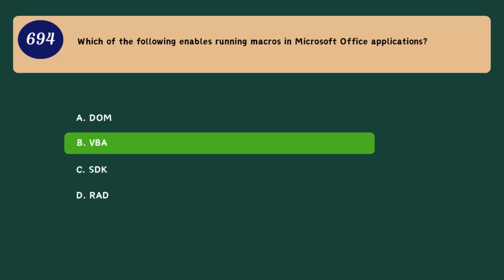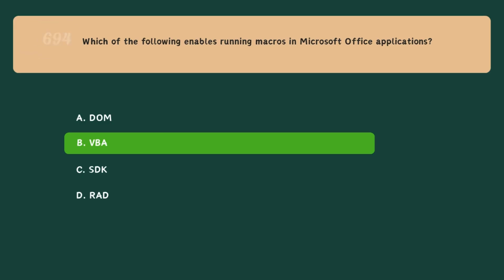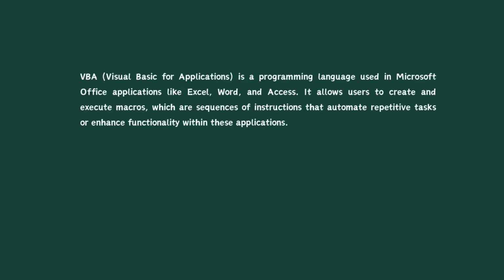Correct answer: B. VBA. VBA, Visual Basic for Applications, is a programming language used in Microsoft Office applications like Excel, Word, and Access. It allows users to create and execute macros, which are sequences of instructions that automate repetitive tasks or enhance functionality within these applications.